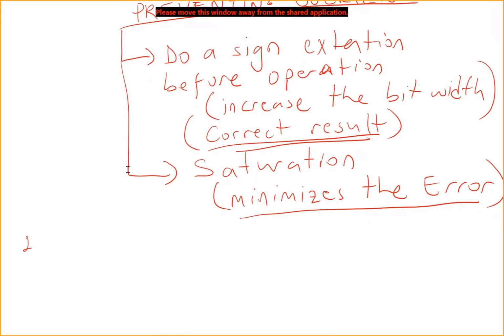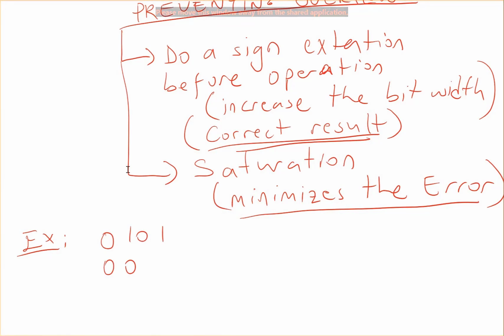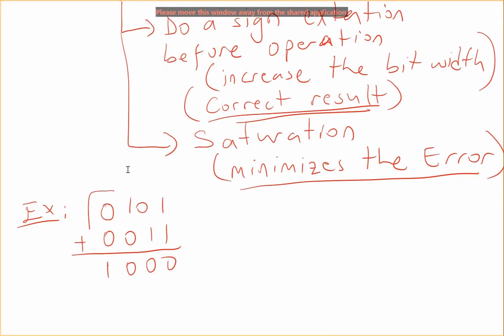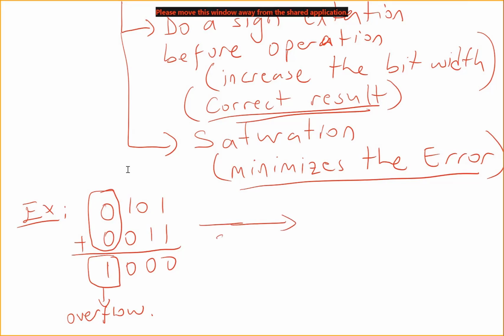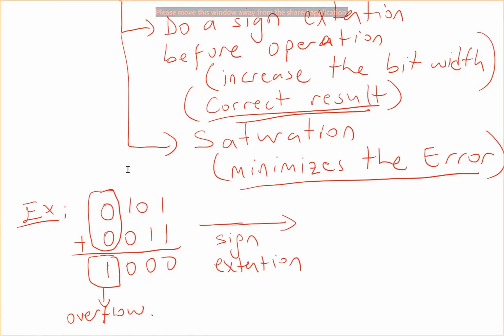So let's say I need to add plus 5 and plus 3. So this is plus 5 and this is plus 3. If I add this, I will get this number, and as you see, I added two positive numbers and I got a negative number. So there's an overflow, right? So if I do sign extension, instead of 4 bits I will use 5 bits. So before the operation, what will I do?